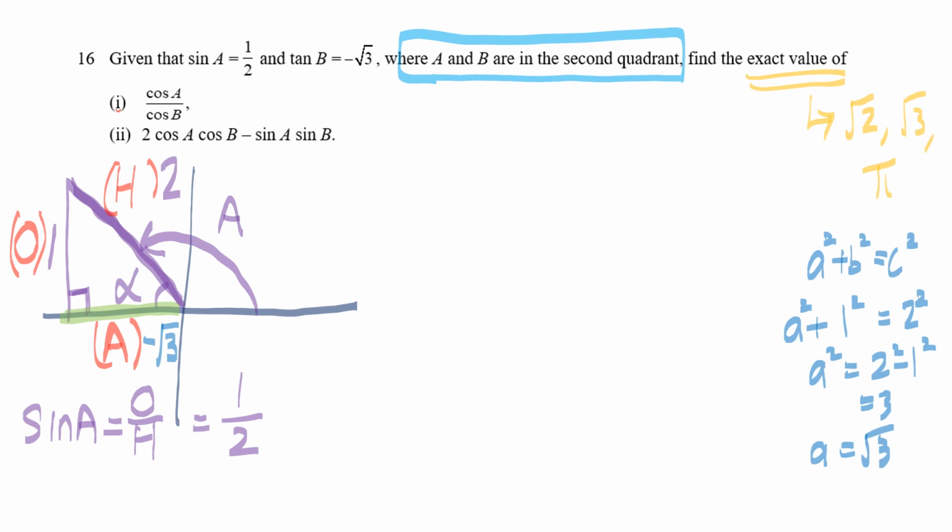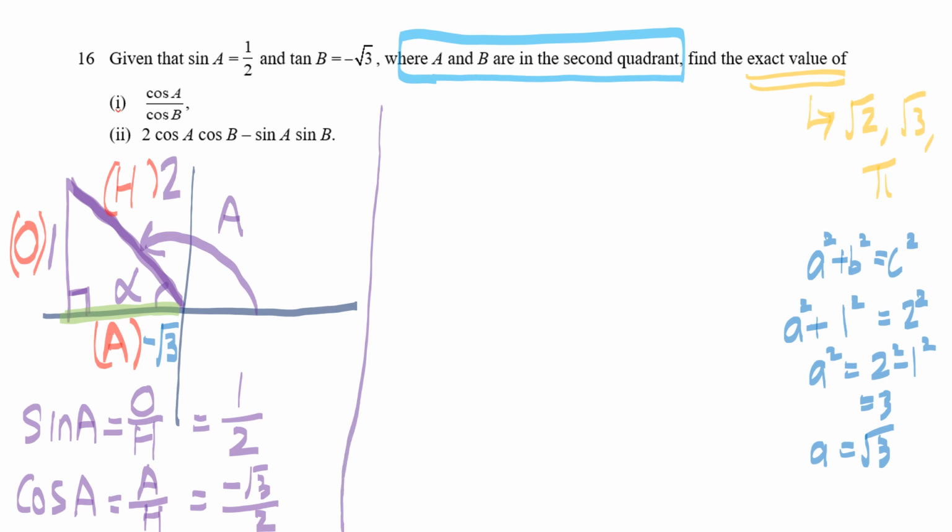So from there, we can find the value of cos A. So cosine will be CAH, A over H. And that will give us negative square root 3 over 2. Okay, so we're going to keep that. So now the next thing is that I have to draw the diagram for angle B. I'm going to use a different color. Let's use black. So let's draw.